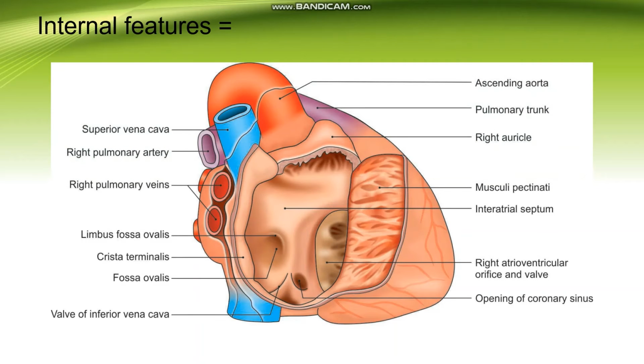Talking about the internal features, in this diagram we can see the superior vena cava, right pulmonary artery, right pulmonary vein, limbus fossa ovalis, crista terminalis, fossa ovalis, valve of inferior vena cava, ascending aorta, pulmonary trunk and right auricle, musculi pectinati, interatrial septum, right atrioventricular orifice and valve, and opening of coronary sinus.